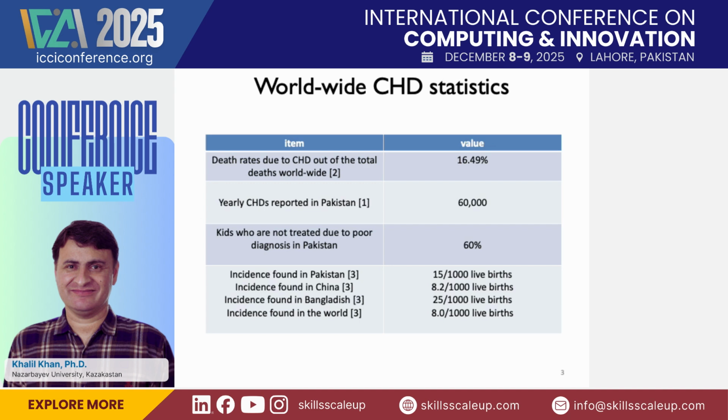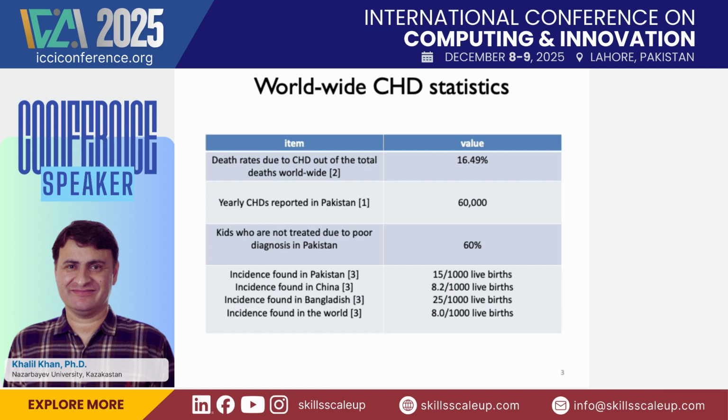Worldwide statistics show that CHD is not only a problem for Pakistan and undeveloped countries, but even some developed countries are also facing the same issue. Here we can see that even in China, out of 1,000 live births, 8.2 are facing CHD. Similarly, for Bangladesh, it is more severe. It is 25 out of 1,000 births. For Pakistan, it is 15 out of 1,000 births. And worldwide, it is 8 out of 1,000 live births.